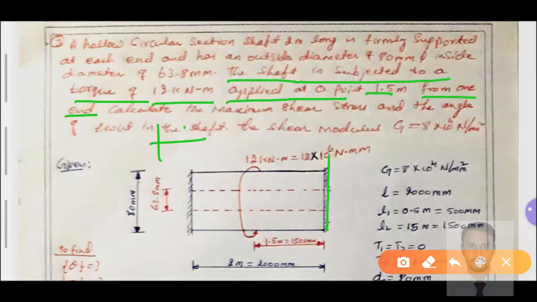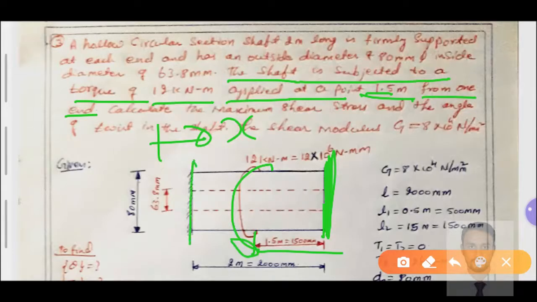Why is the shaft represented from left towards the right along the x-axis? I will consider this as the end. From this end, I will maintain 1.5 meter here. I have taken 1.5 meter, and then I have applied the torque here. Clear? So from this point to this is element number 1, and from this point to the next end is element number 2.